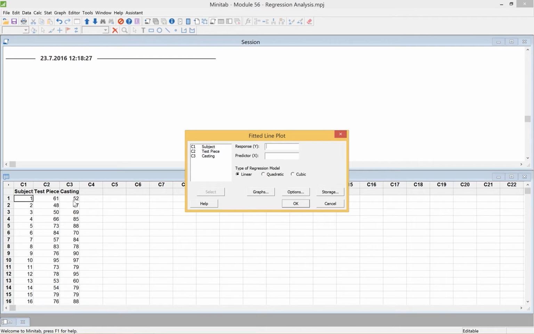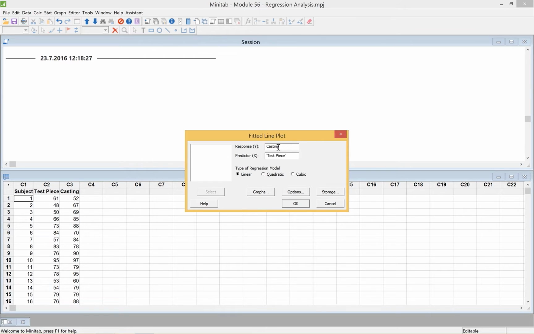So, in order to test that, what we want to do is compare the casting strength to the test piece strength. And so the response is casting, and the predictor is test piece. So the question we're asking is, how well does the test piece reflect the strength of the casting itself? When we test both of them, we can compare those. So that's what's been done here.